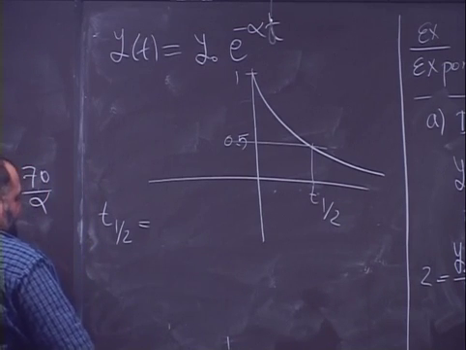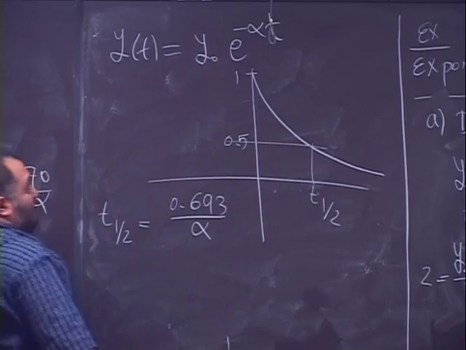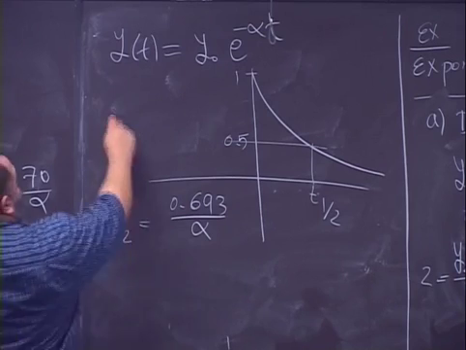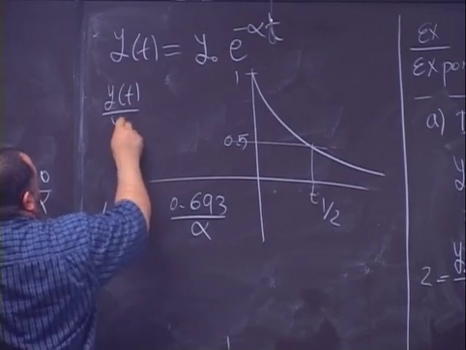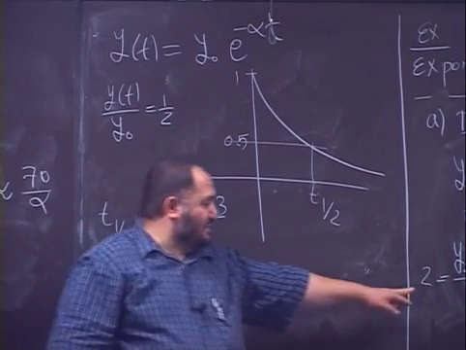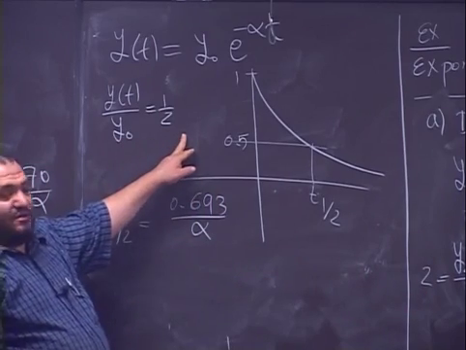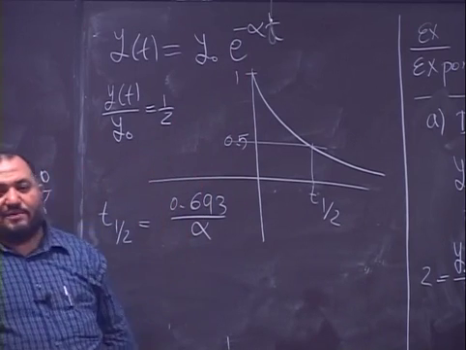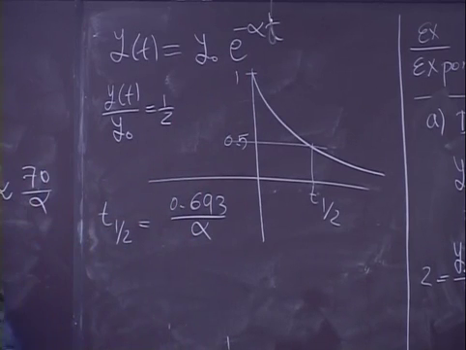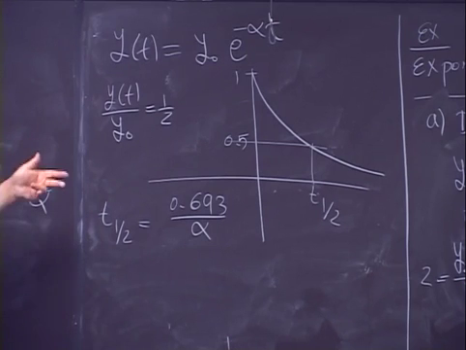Guys, so it will be the same: 0.693 over alpha. Why? Because y of t over y naught is equal to 1/2. The other time it was 2, so I take ln 2. But this is 1/2, and the negative sign here will flip it back and make it 2 again. Do you understand? So it is exactly the same. You flip the 2 to 1/2, but you flip the sign from positive to negative, so it will be the same.